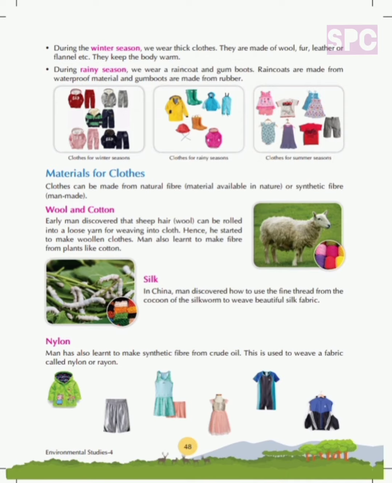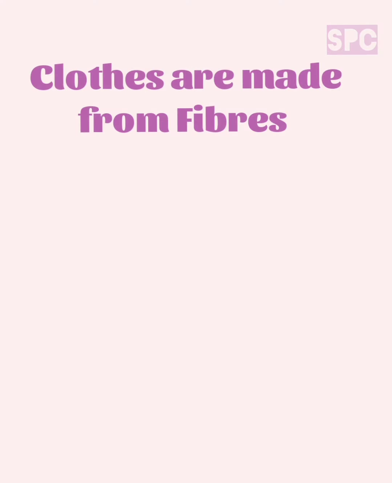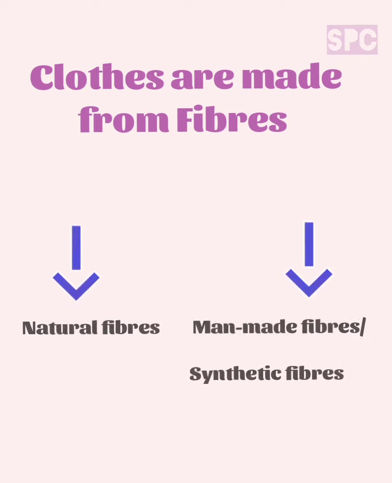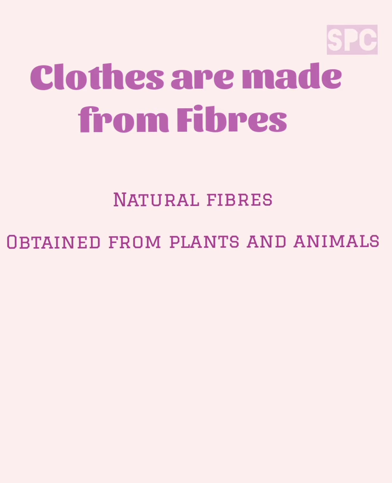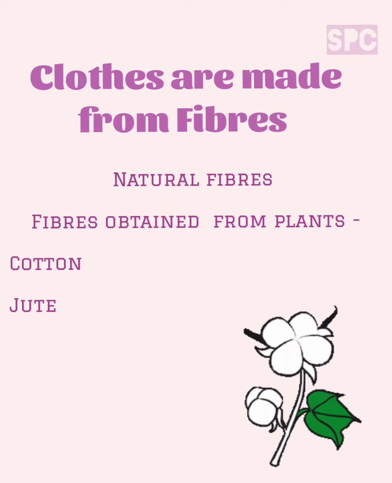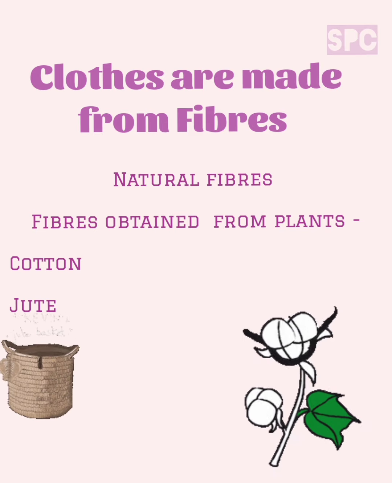fabric. So children, the clothes which we wear are made from fibers. These fibers are of two types, natural fibers and man-made fibers. The natural fibers are obtained from plants and animals. For example, cotton and jute are two natural fibers which we get from plants.